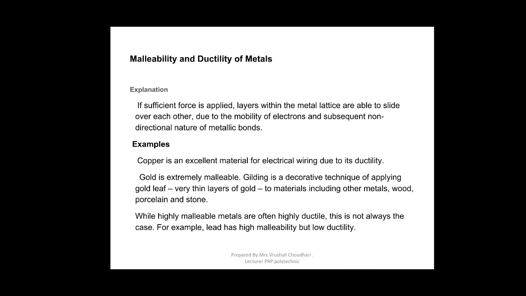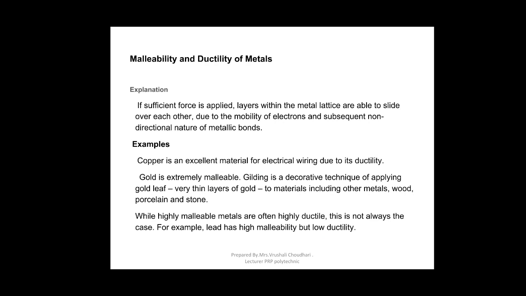Gold is extremely malleable. Gilding is a decorative technique of applying gold leaf, a very thin layer of gold, to materials including other metals, wood, porcelain, stone. When we say that a gold coating or silver coating is there, that is a very thin layer of gold and silver. Why? Because gold is one of the best malleable metals, due to which we are able to convert gold into very fine sheets and use them for decorative articles.